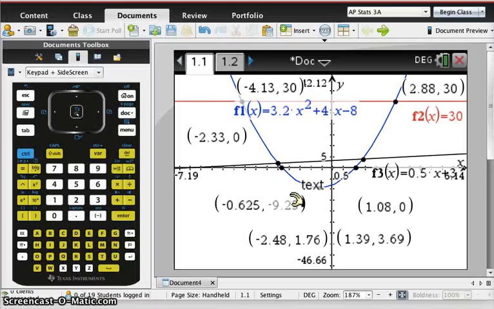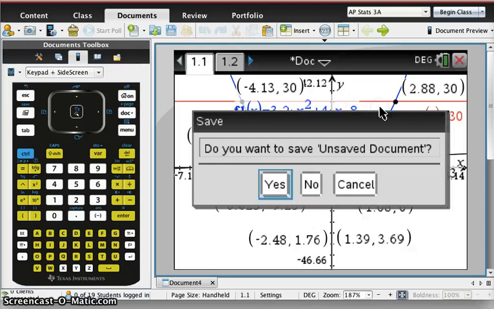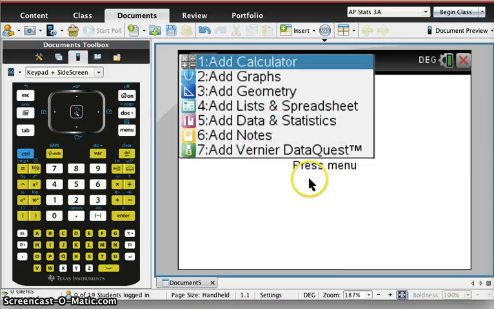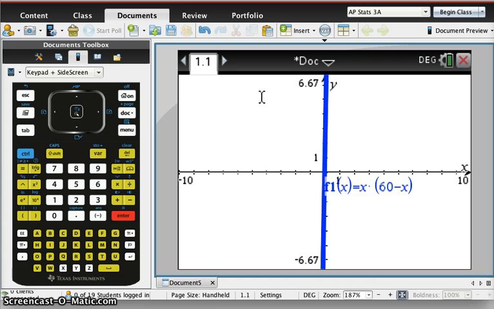So like me, you probably have all this junk in your calculator right now and you don't want to mess with it. So I would go back to the home screen and let's just make a new document. I don't even care about this stuff anymore. If you do, you can save it and come back to it later. I don't want to save this. I want to make a new thing. I want to make it a graph. All right, and this is going to be x times 60 minus x. Let's graph that.